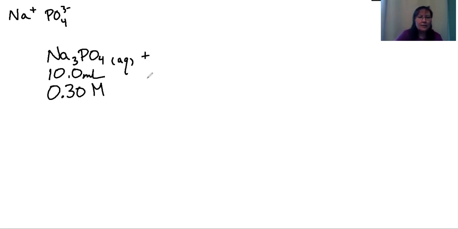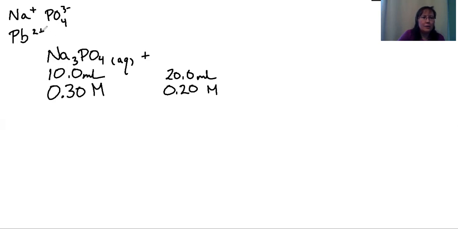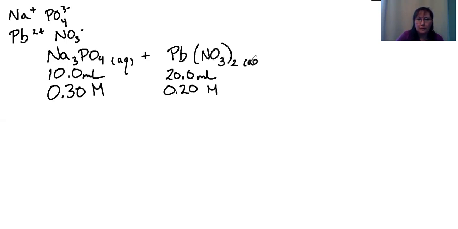Then it tells me that I have 20 milliliters of a 0.2 molar lead(II) nitrate solution. So again, keeping track, Pb2+ and nitrate. I'm just tossing them up there because I have this one pretty much memorized, but you would of course need to be looking from here. This means that we have Pb(NO3)2, and that is also aqueous. They basically want to know what's going to happen.